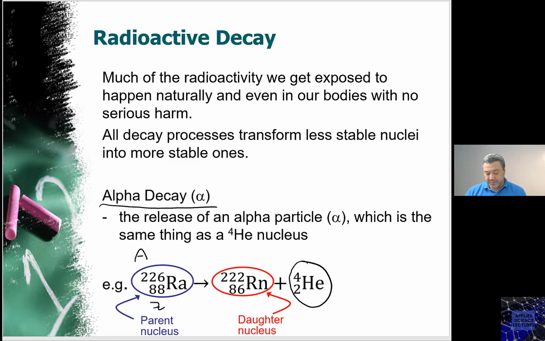So in this case, I have this radium nucleus that's going to decay and give a daughter nucleus of radon. This radon, as you can see, has a mass number less by 4 and an atomic number less by 2. That's why this nucleus has now transformed into another nucleus, and this resulted in the emission of a helium nucleus, and this is what we call the alpha decay.